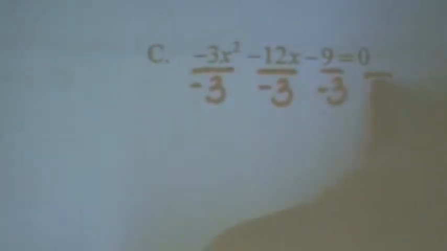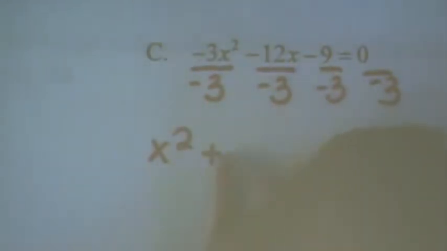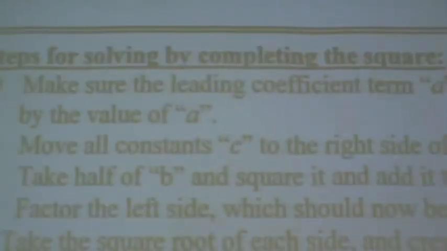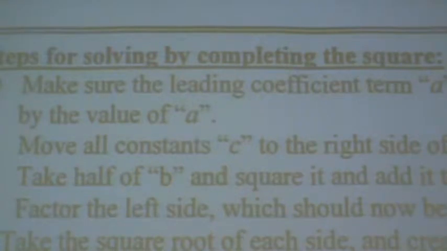What about letter C? What would you do? Divide, negative by negative. So if you divide by negative 3, tell me what you get. X squared plus 4x plus 3 equals 0, right? So step 1 in our directions is to make sure the leading coefficient is 1. If it is not, divide everything in the equation by the value of A. Read step 2. What does it say to do? Move all constants C to the right side of the equal sign.